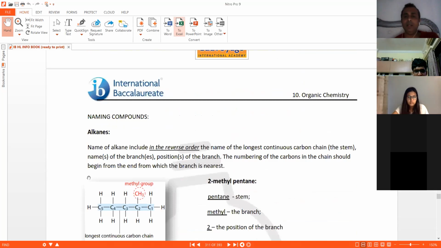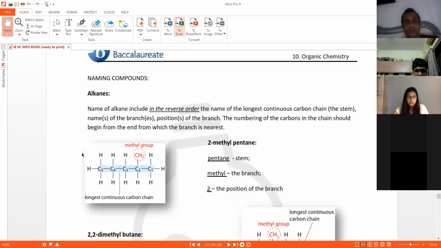Okay, now naming has certain rules. If you do all these namings, then you're sorted. Whatever namings we have here. Okay, so in alkanes, how do you name?